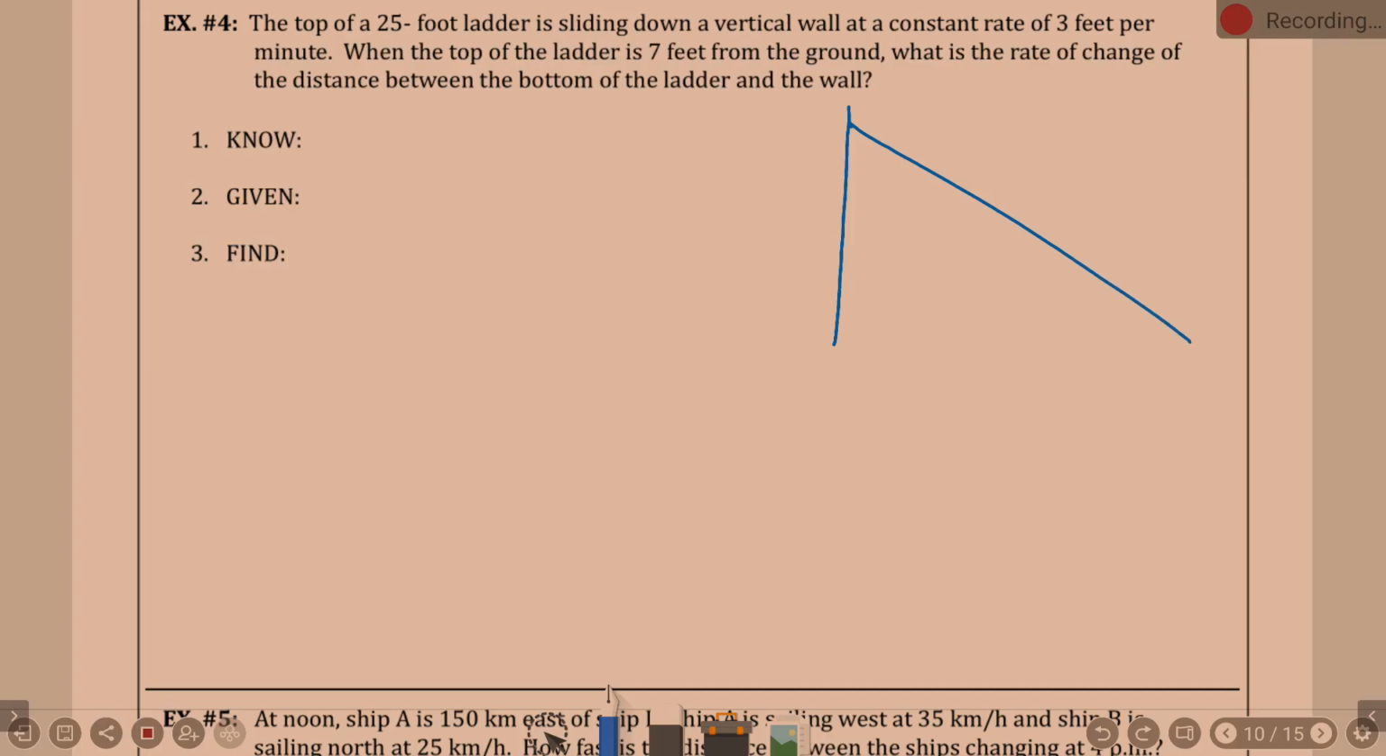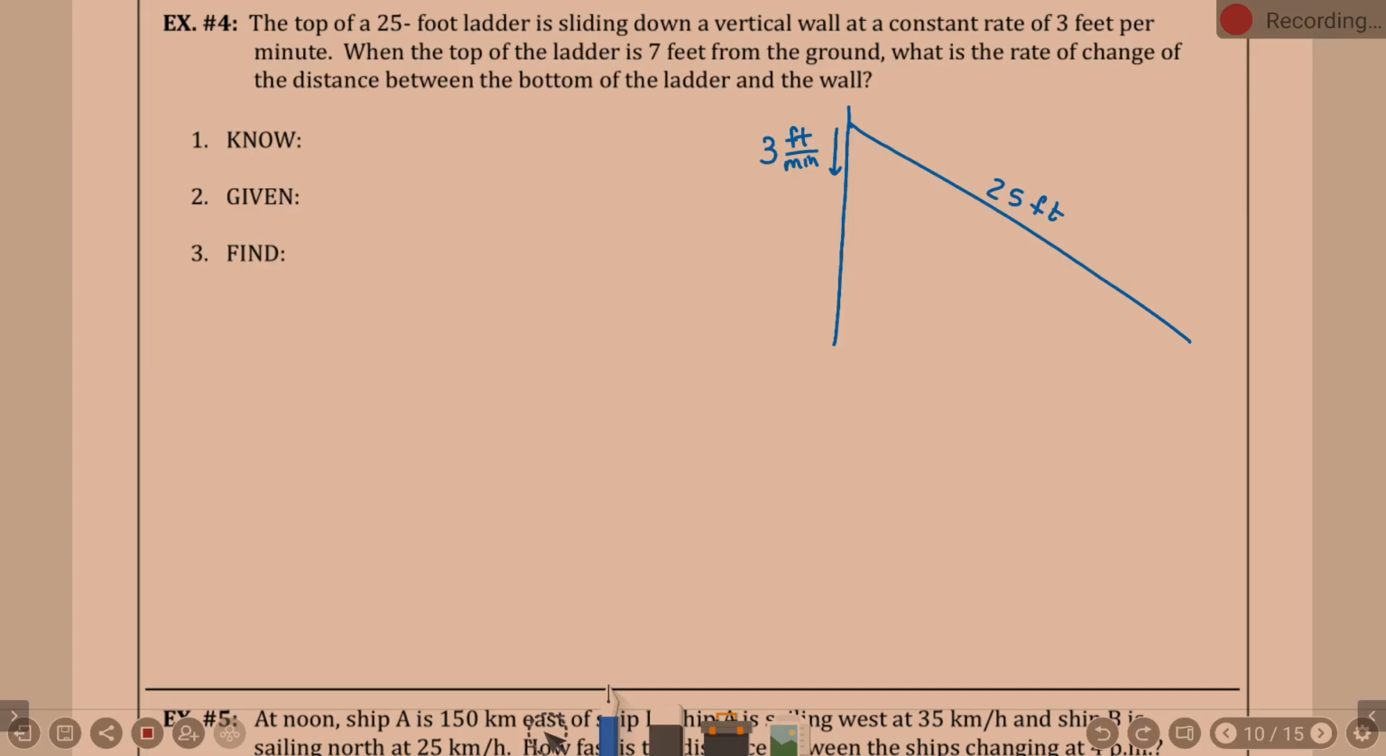We know this is a 25-foot ladder. And we know it is sliding down the vertical wall. When it's sliding down the vertical wall, we'll talk about what that is in a moment, but it's sliding down at a rate of 3 feet per minute.